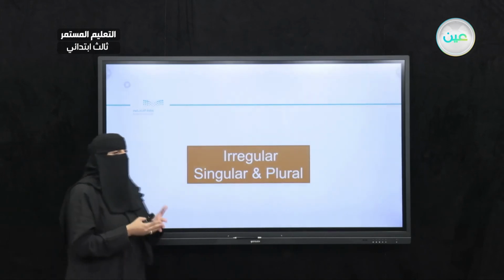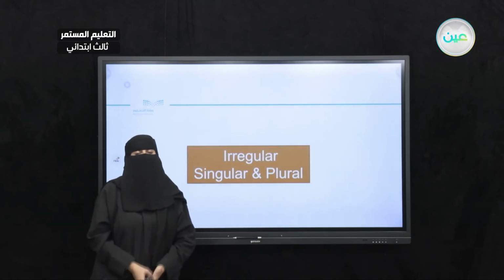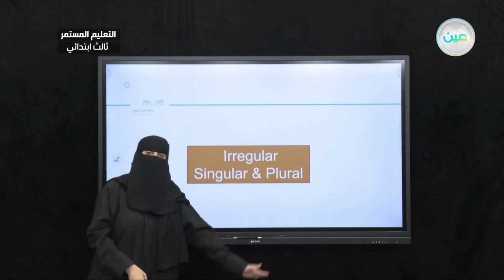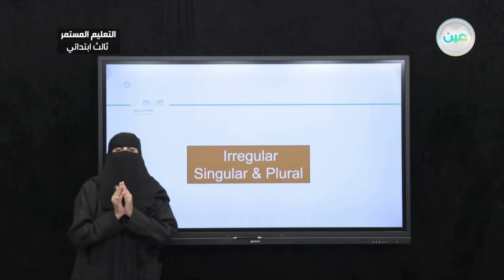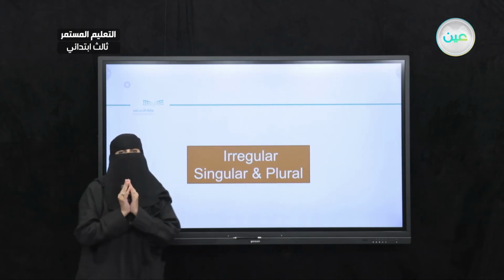Now, I will introduce something that is called irregular, singular and plural. What do we mean by the word irregular? It means that we don't form it by adding an S.